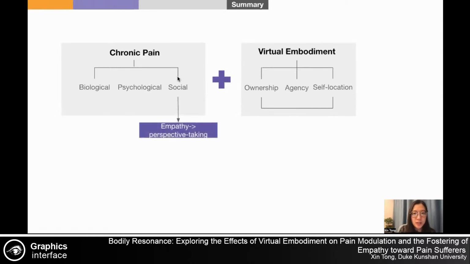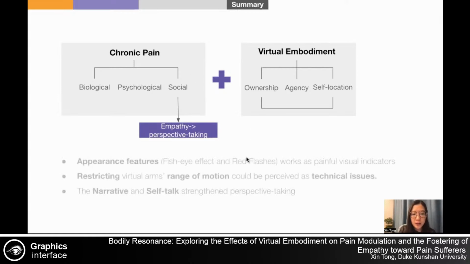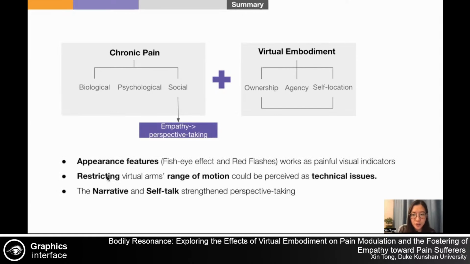In my second research trajectory, I studied whether being embedded in a painful, unhealthy avatar can foster empathy toward chronic pain sufferers. The takeaways are: appearance features work as painful visual indicators. Restricting virtual arms' range of motion can be perceived as technical issues. The narrative and self-talk strengthen perspective taking.